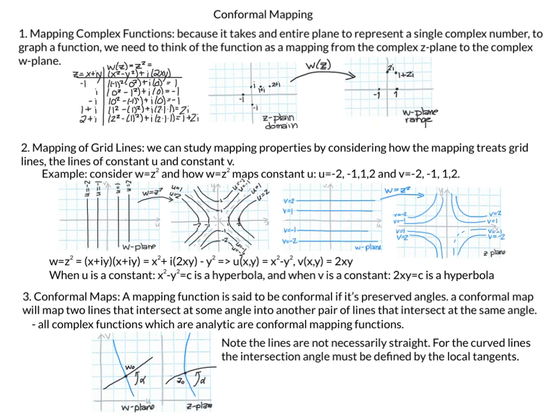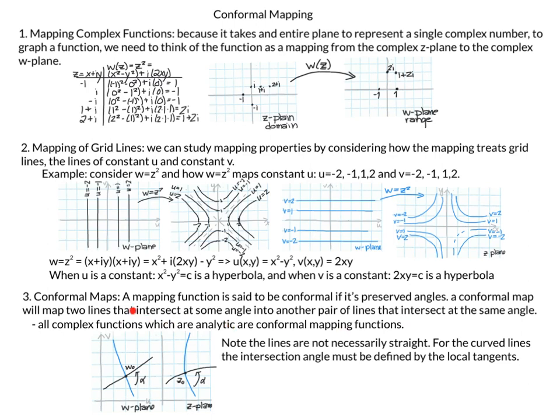Finally, we'll look at conformal maps, which is a function that preserves angles. That is, a conformal map will map two lines that intersect at some angle into another pair of lines or curves that intersect at the same angle. So it's preservation of angles that makes the mapping conformal. And we will find that all complex functions which are analytic are conformal mapping functions.